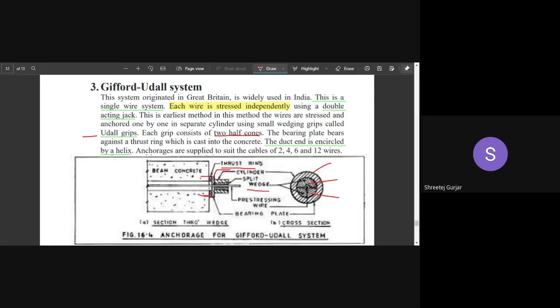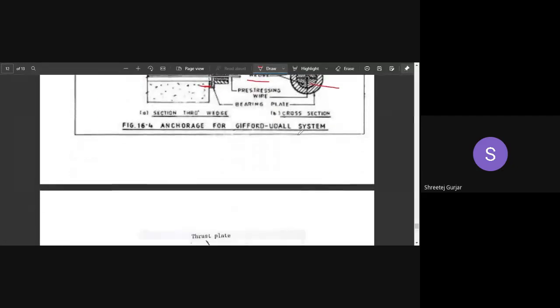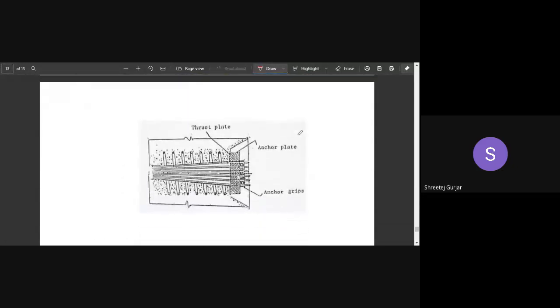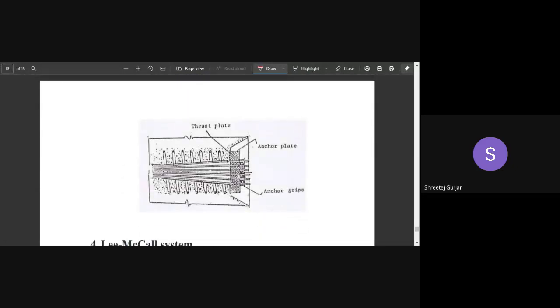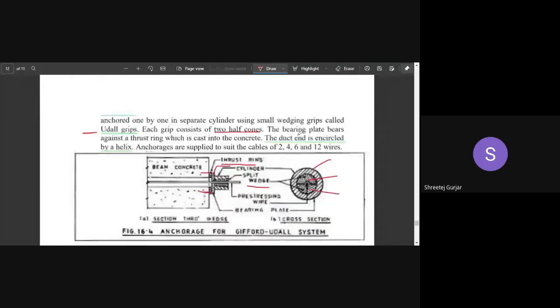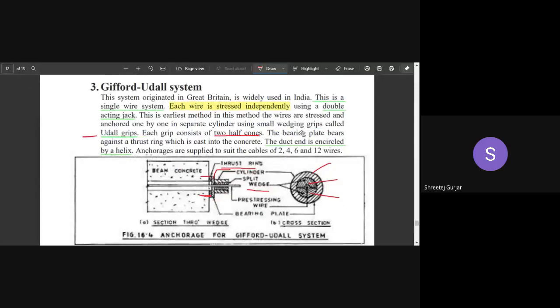And once you tension them, you can place this wedge and hold your steel in place and anchor it. So this is about your Gifford-Udall system, which is a single wire system, wherein each wire is stressed independently and held in place by these Udall grips, what we call Udall grips.